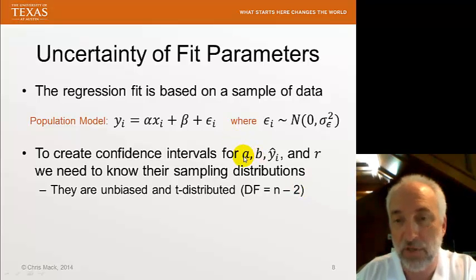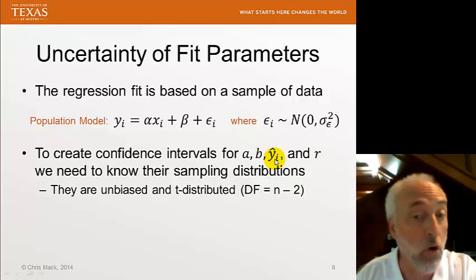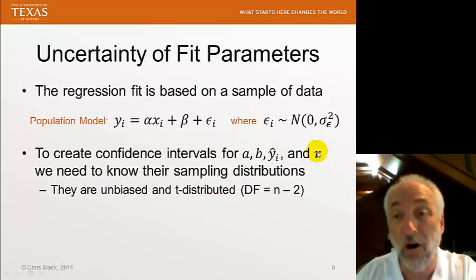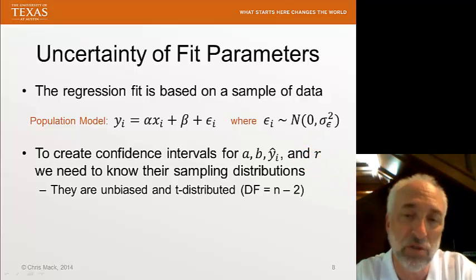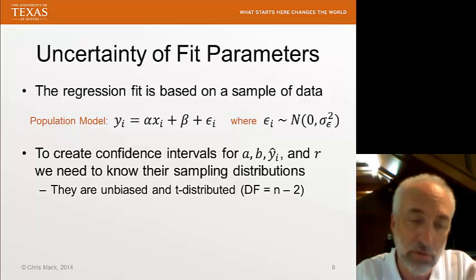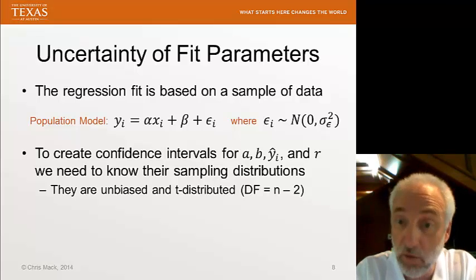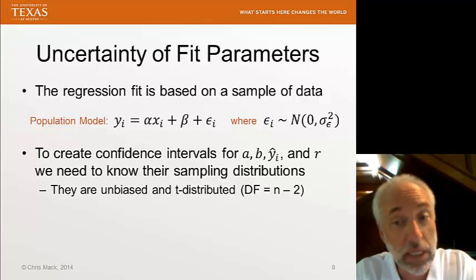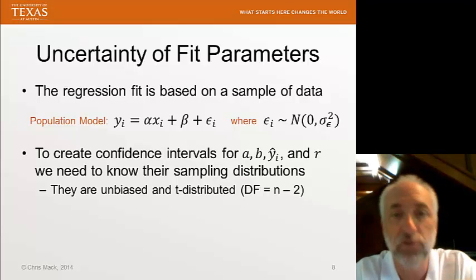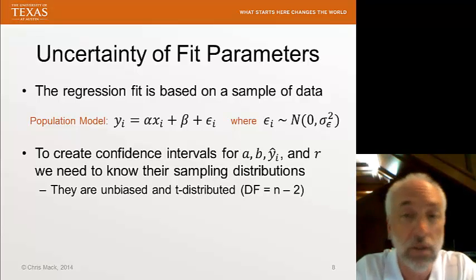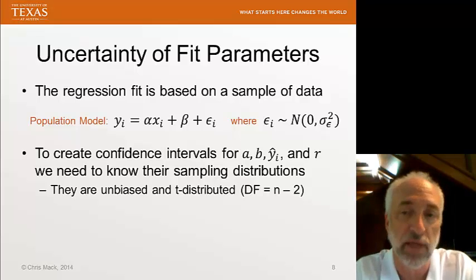The sampling distributions for a, the slope, b, the intercept, and our predicted values, y hat i, are all unbiased and t-distributed. r, on the other hand, is a little bit more complicated. It has a more complicated sampling distribution. We're not going to worry about that, but we are going to worry about a, b, and y hat. The degrees of freedom are n minus 2, because the linear fit extracts 2 values out and eliminates 2 degrees of freedom.